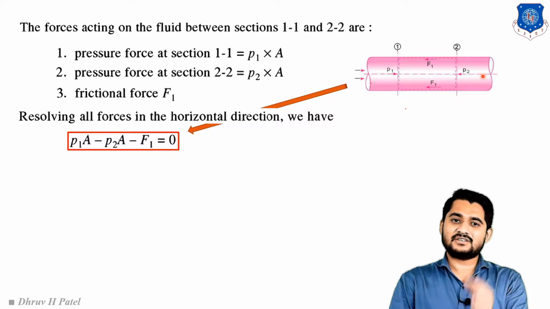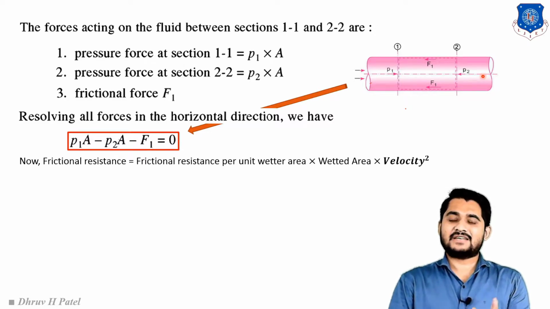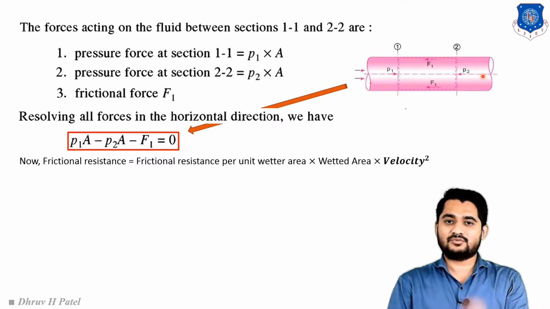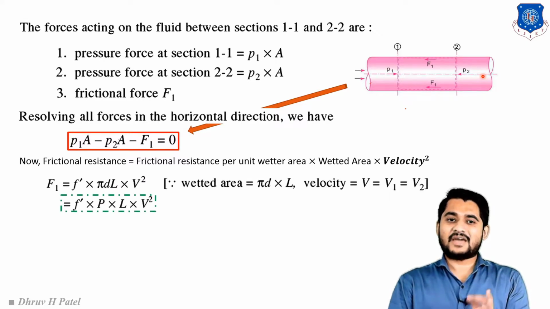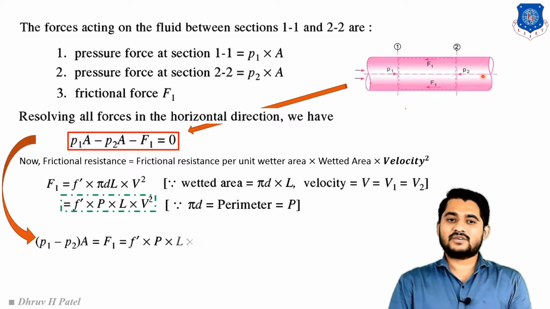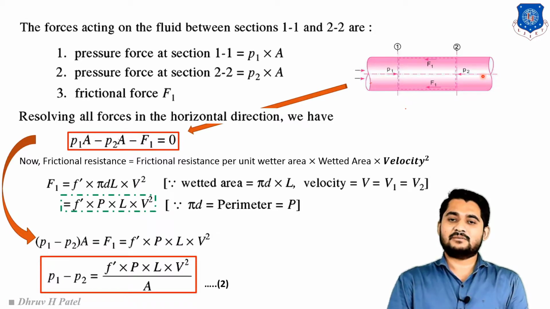In this equation the frictional force F1 is unknown. So we have to find F1 as the frictional coefficient into wetted area into velocity square. So from this equation we can find the F1 value as F dash into P L V square. Let us put the value of frictional resistance in our above equation. So the above equation will become P1 minus P2 is equal to F dash into P L V square divided by area. That will be our equation number 2.